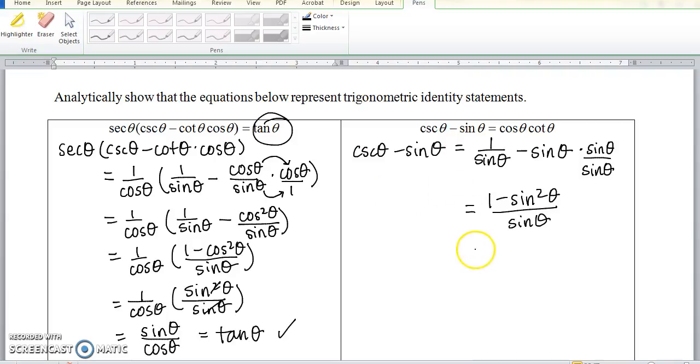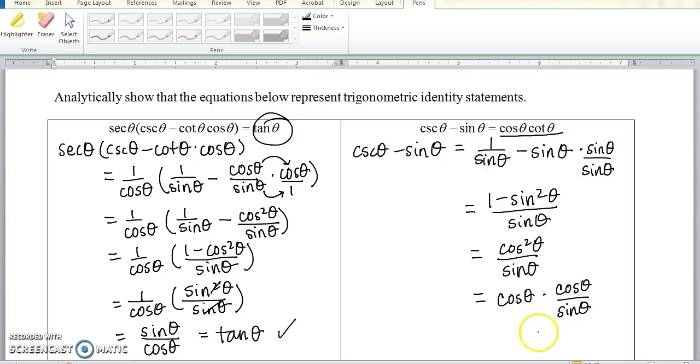1 minus sine squared, kind of like the other identity we used in the last problem, is cosine squared. So it's cosine squared theta over sine of theta. Let's look back up at what we're trying to get. Cosine of theta times cotangent. We notice we have a cosine in the numerator here, so let's go ahead and pull that out. Cosine of theta, and then times cosine of theta over sine of theta. Our final step then is to rewrite this cosine of theta over sine of theta, and you should recognize that that is cotangent theta.